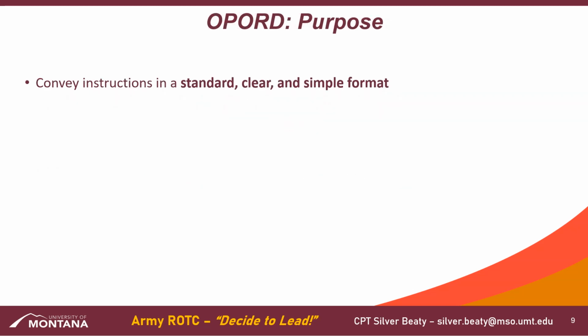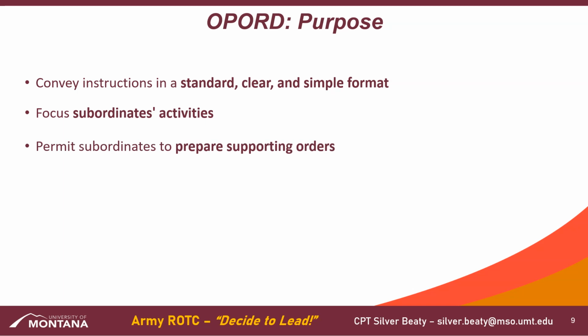And then we've got the purposes of our op order. They convey instructions. The whole purpose is to have it standardized, clear, and simple. Now, if you've been in the Army for more than a day, you know that sometimes op orders aren't exactly simple, but we consider the op order process and the 5 paragraphs a simple format to follow. The point of this is to focus on your subordinates' activities and permit them to prepare their supporting orders to their teams, squads, platoons, etc.